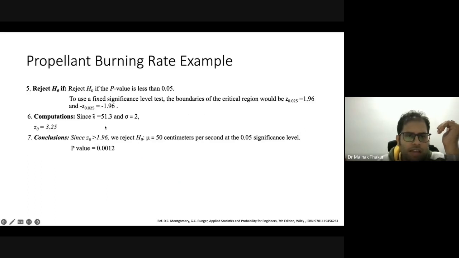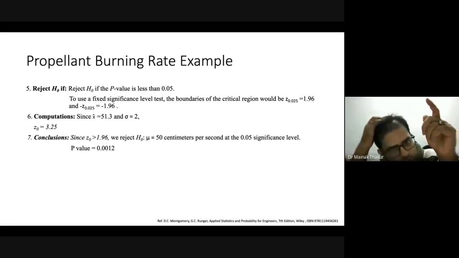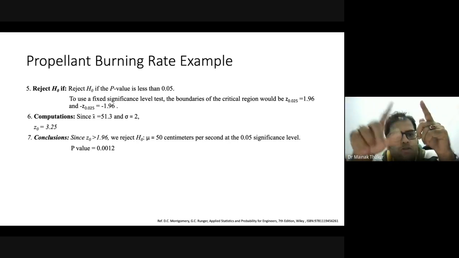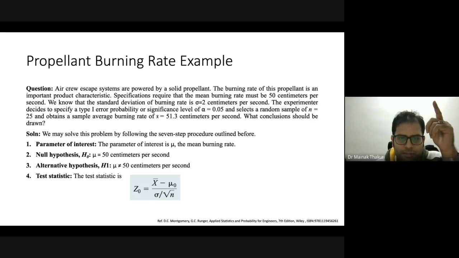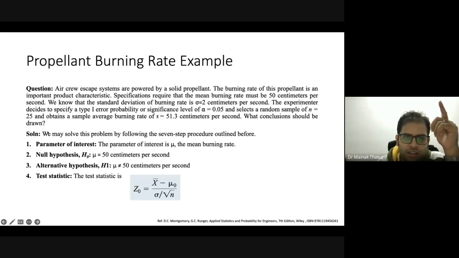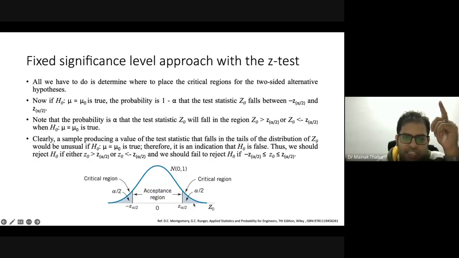What is the Z naught value? X bar is 51.3, sigma is 2, and Z naught is X bar minus mu naught, where mu naught is 50, by sigma by root n, right? X bar minus mu naught by sigma by root n. If you calculate this, Z naught will come 3.25, which is in the rejection region, right?